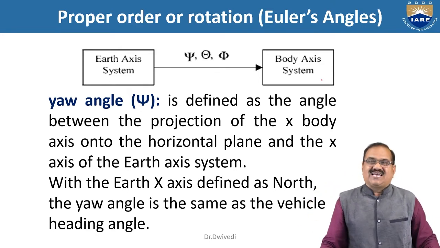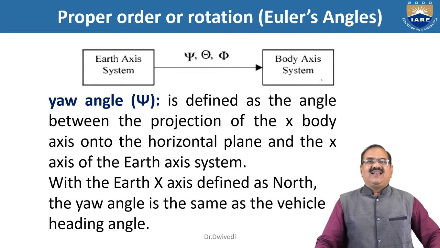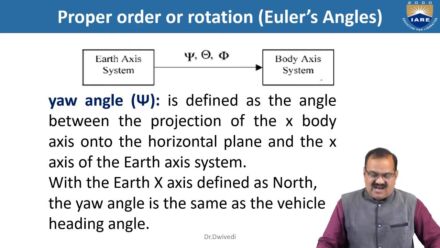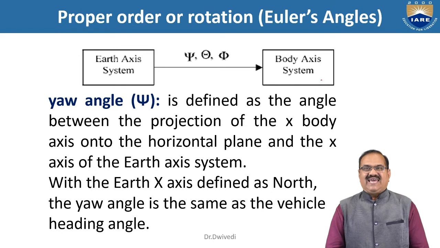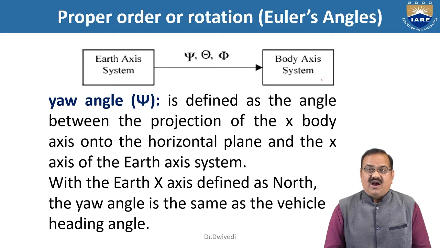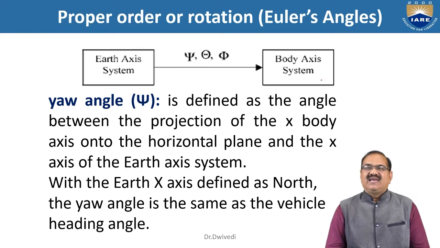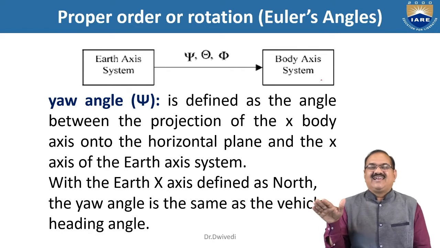Okay, so the yaw angle psi is defined as the angle between the projection of the x body axis onto the horizontal plane and the x-axis of the earth axis system. With the earth x-axis defined as north, the yaw angle is the same as the vehicle heading angle. So this yaw angle is called psi. It is also called the azimuth angle. With the earth axis system, how much north it is going.